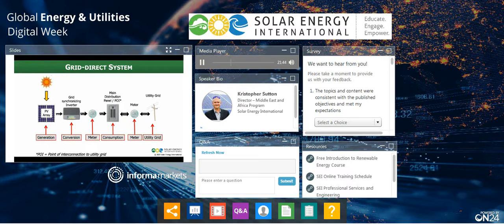So we need to make sure that we're selecting inverters with the right voltage, frequency, single phase, three phase, to synchronize with whatever utility voltage and frequency that we have on our site. And we can get grid synchronizing inverters in all standard voltages and frequencies throughout the world.